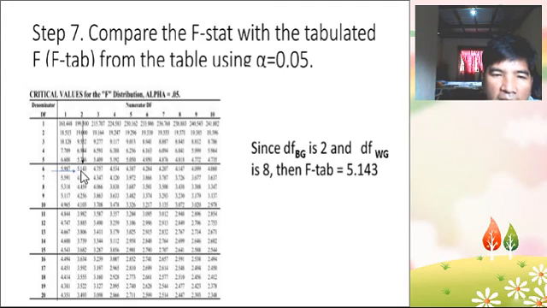So 6 and 2, they meet here at 5.143. So the degree of freedom between is 2 and the degree of freedom within group is 6. Then the tabulated F is 5.143. Let us compare which one is higher and which is lower.